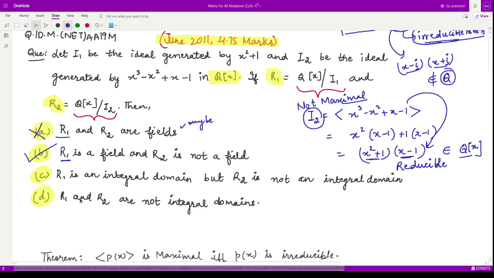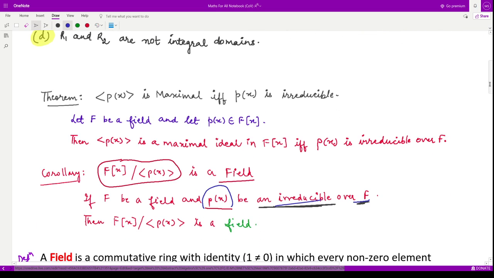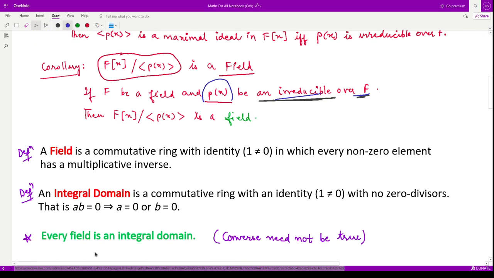Now, to check whether R1 and R2 are integral domains or not, we have this result that every field is an integral domain. What is the definition of a field, and how do a field and an integral domain differ? Basically, a field is an integral domain with one extra property, that it has multiplicative inverses also. So if something is a field, it would surely be an integral domain. Every field is an integral domain, but the converse is not true.